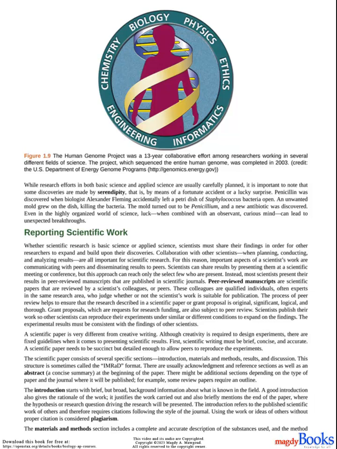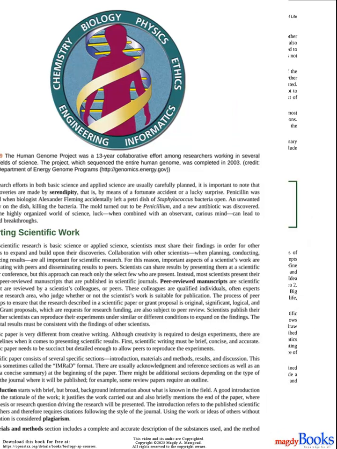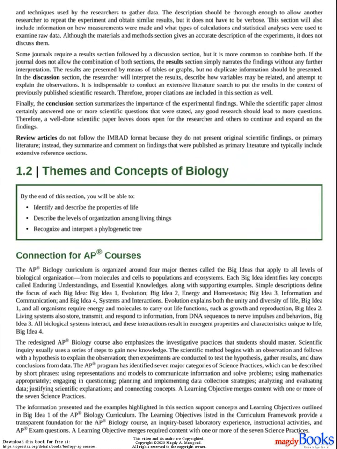The materials and methods section includes a complete and accurate description of the substances used, and the method and techniques used by the researchers to gather data. The description should be thorough enough to allow another researcher to repeat the experiment and obtain similar results, but it does not have to be verbose. This section will also include information on how measurements were made and what types of calculations and statistical analyses were used to examine raw data. Although the materials and methods section gives an accurate description of the experiments, it does not discuss them.